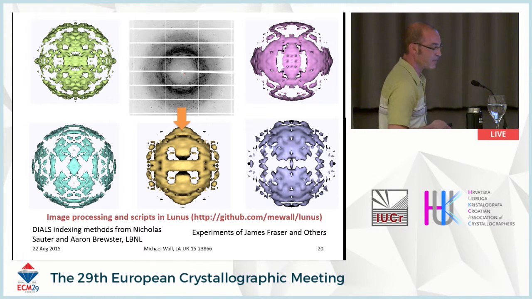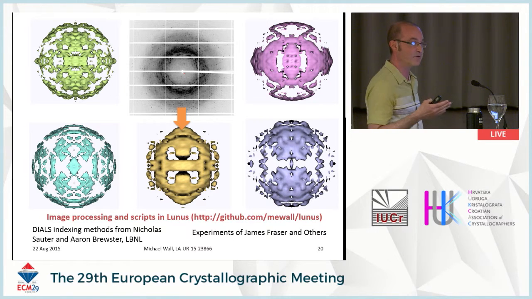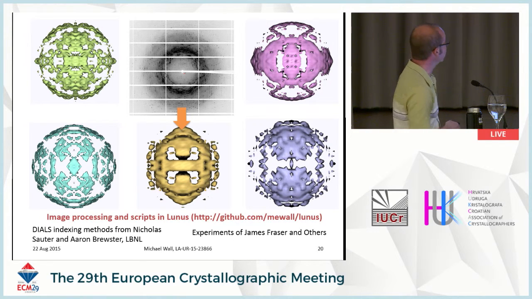And in James Fraser's lab in general, there are ongoing experiments to look at diffuse scattering, and I am collaborating closely with him to do the processing of those data sets. This just shows you a combination of processed data sets from his lab and from other labs that are now sending data. So the number of data sets is expanding beyond the more limited number that were available previously.